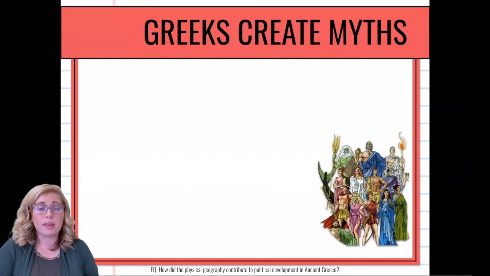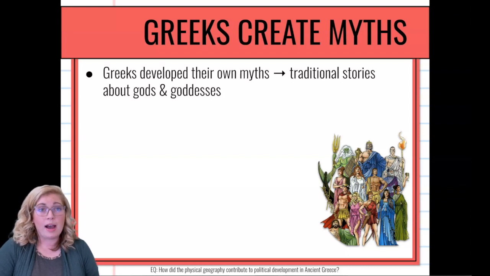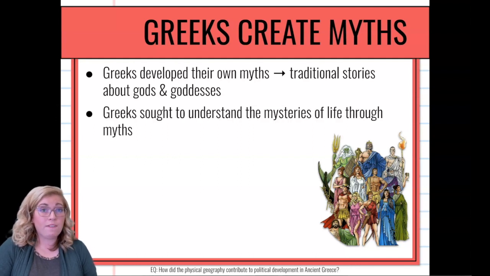Last thing to talk about with the ancient Greeks during this time period is that they do come up with their own Greek myths. We talked about with our ancient river valley civilizations that they were polytheistic. The Greeks are the same. Remember, polytheistic is believing in more than one god. So they come up with their own myths, which are basically their stories that they pass down about different gods and goddesses. And it's a way in which they seek to understand life as they know it at this time.